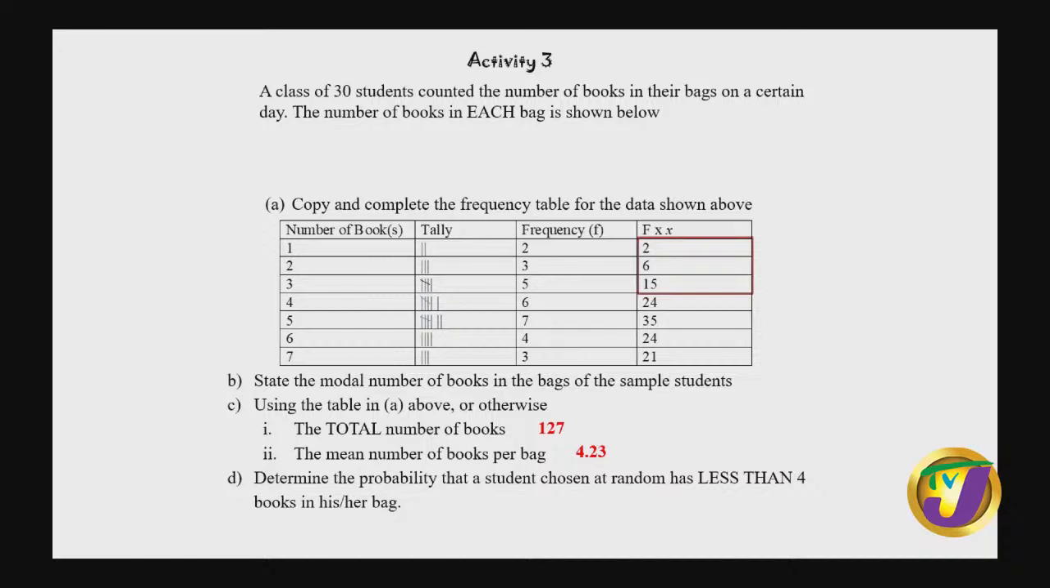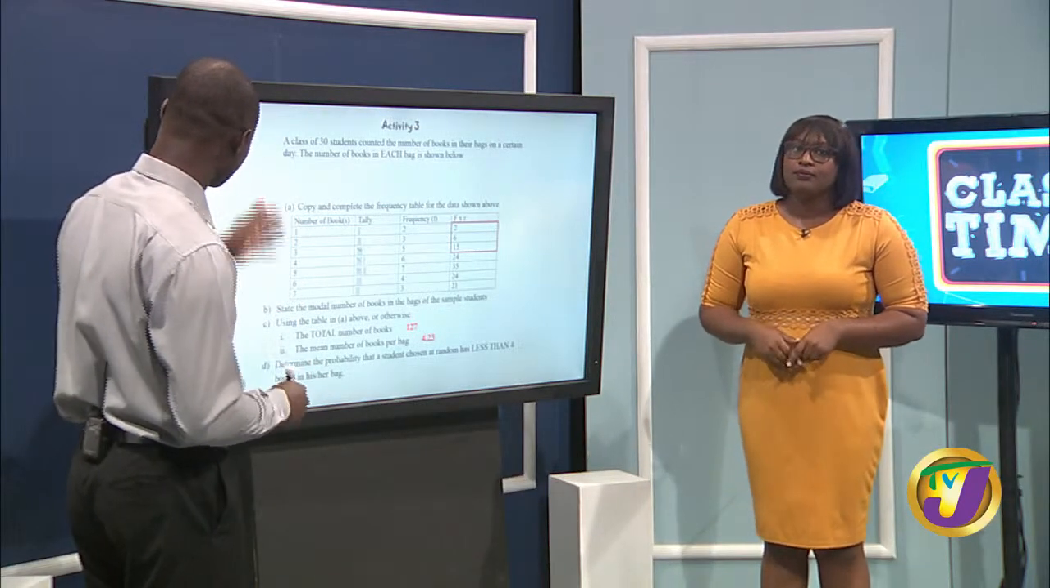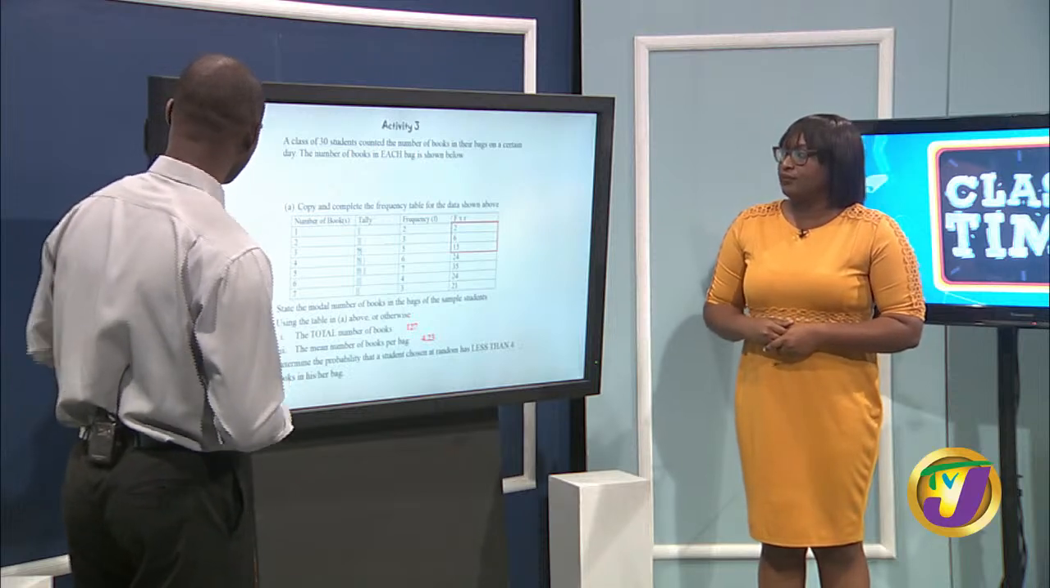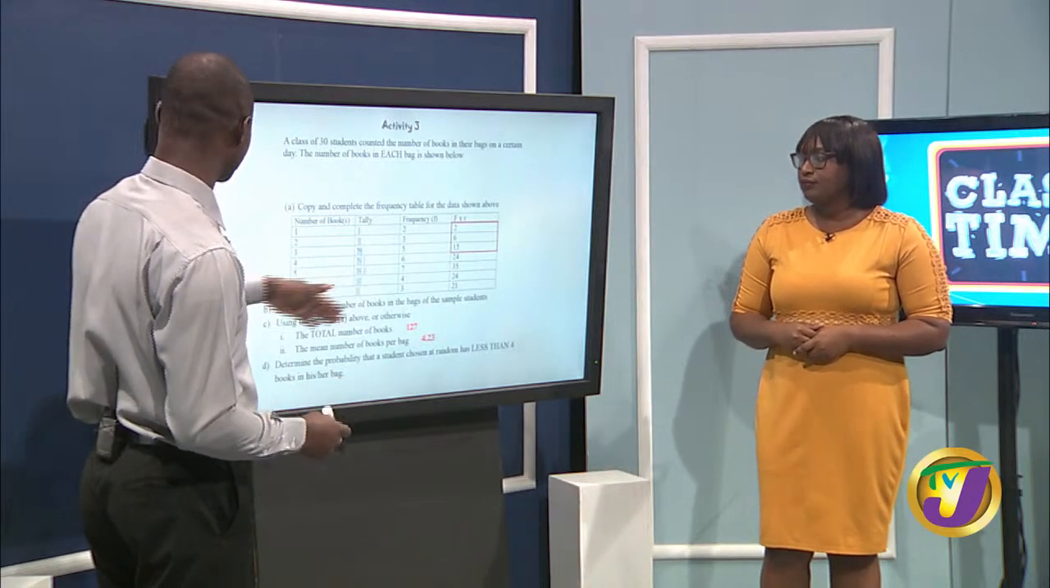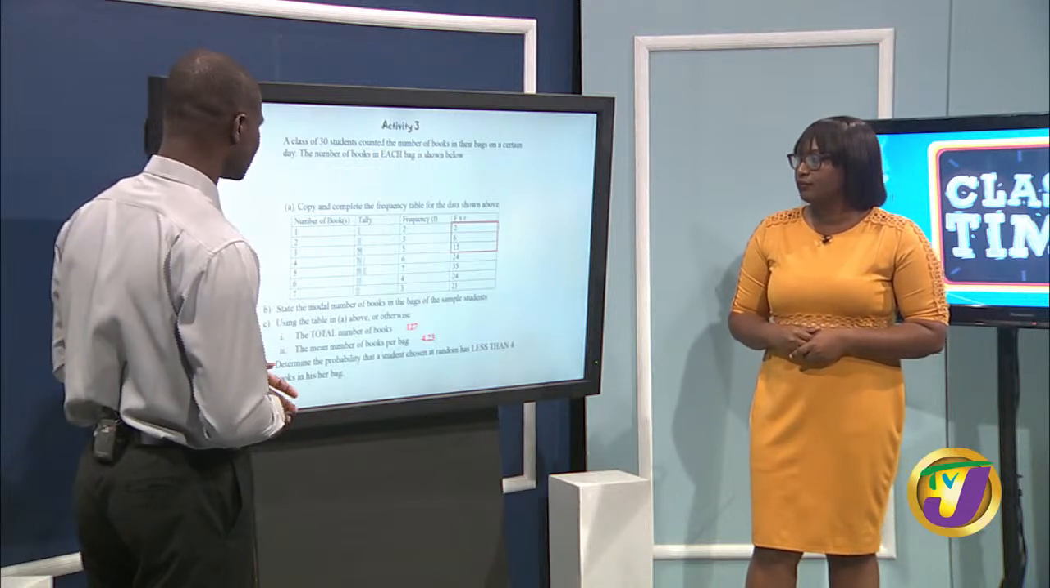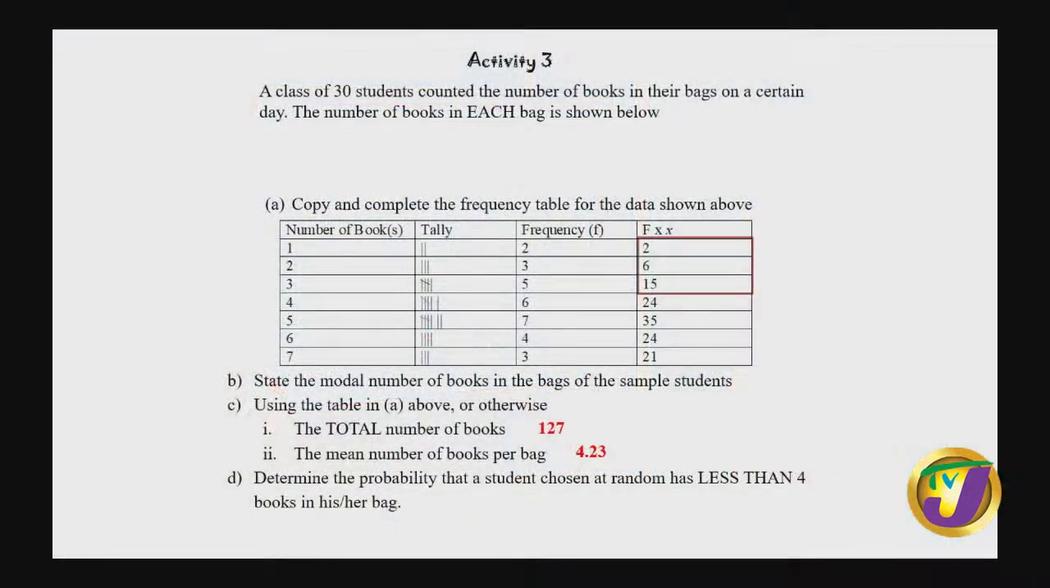All right, so how are we going to go about this one? In our table here, we are seeing the number of books. The number of books less than 4 would have been 1, 2, and 3, obviously. So how many students, based on our frequency, would have had less than 4 books in their bags? That means they had either 1, 2, or 3 books. Just by looking at the table, I can see that there will be about 10 students.